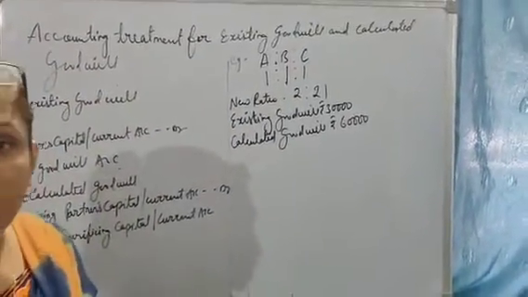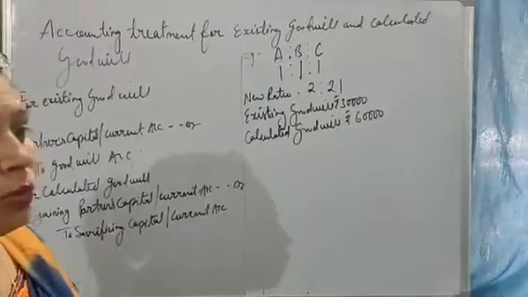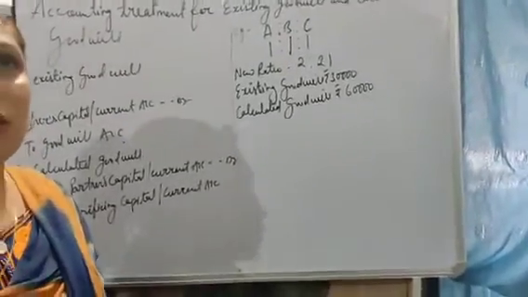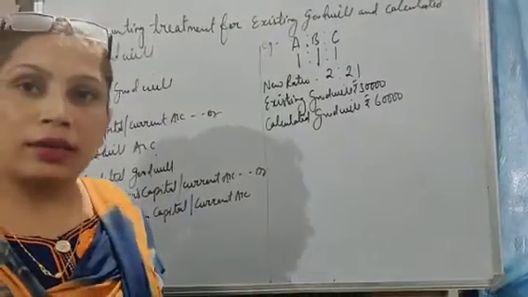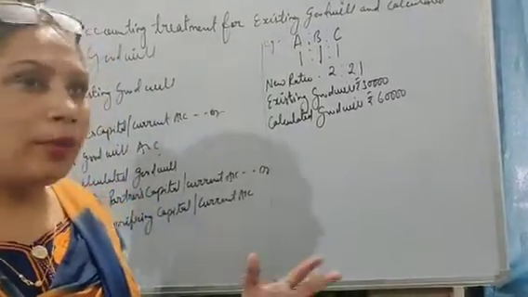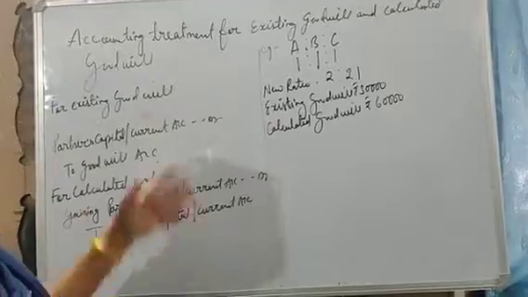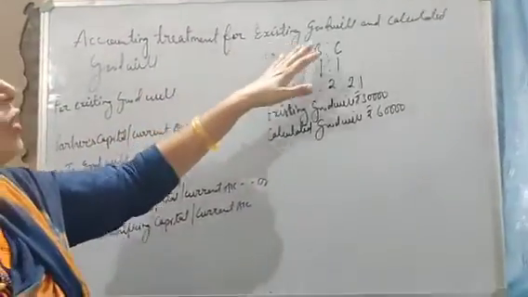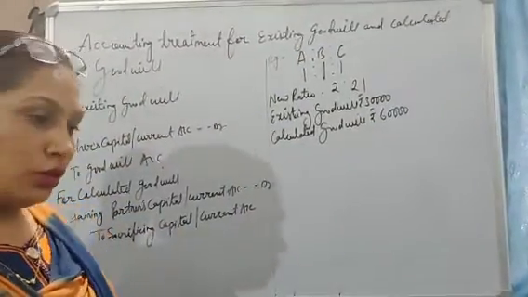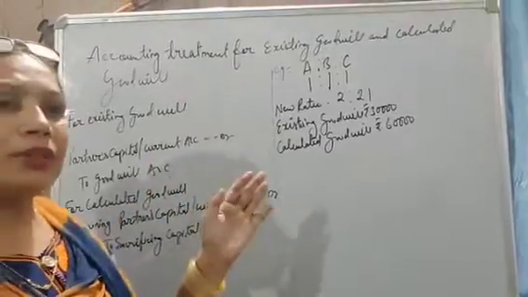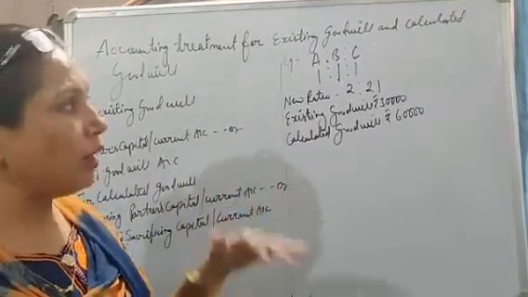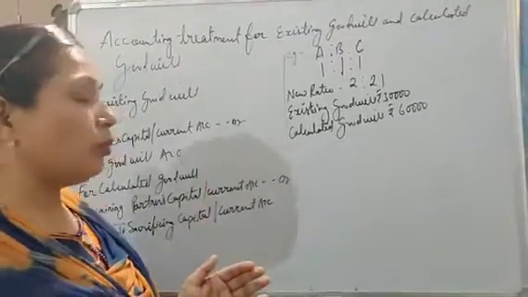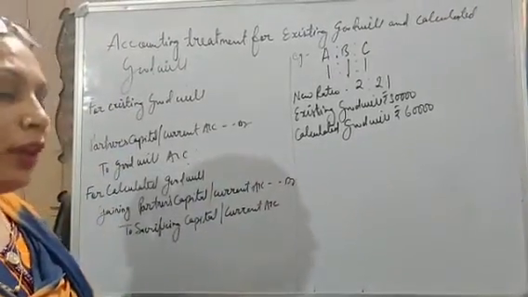This is the second video of third chapter, that is change in profit sharing ratio of existing partners. So in previous video already we have discussed the new profit sharing ratio, how to calculate gaining ratio and how to calculate sacrificing ratio. So today I am taking the next topic of this chapter, that is accounting treatment for existing goodwill and calculated goodwill. These two topics are given step by step in your book, but I will take combinedly because you will understand it very well this way.